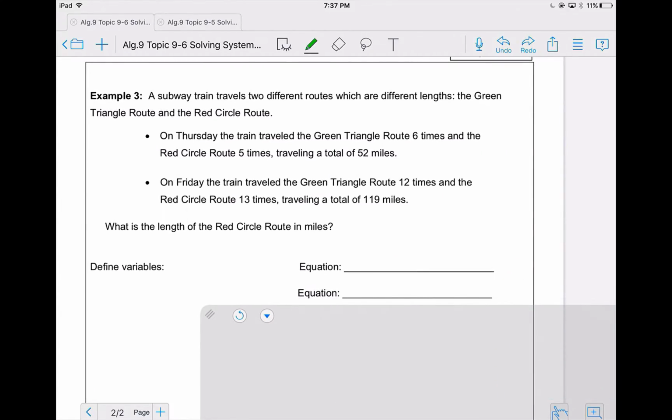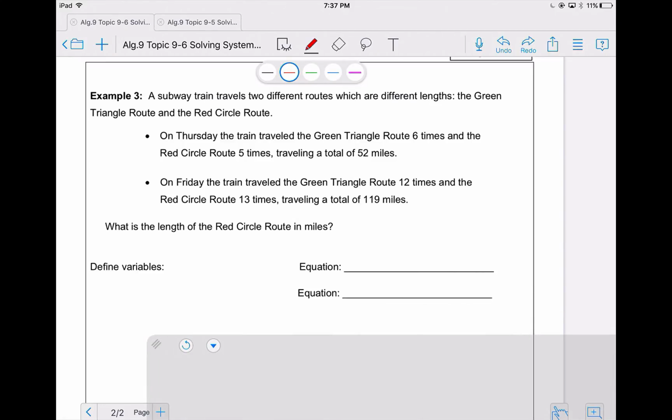Problem 3 is our last problem for today. They tell us that a subway train travels 2 different routes, which are different lengths, the green triangle and the red circle route. On Thursday, it went the green triangle route 6 times, the red circle 5 times, for a total of 52 miles. On Friday, it went the green triangle 12 times, the red circle 13, for a total of 119 miles. And they ask us what is the red circle route in miles.